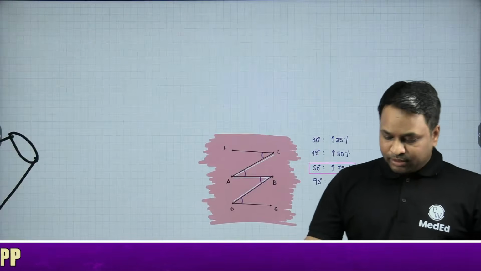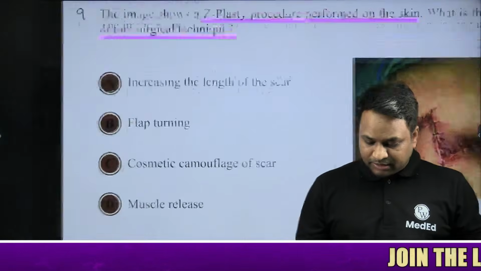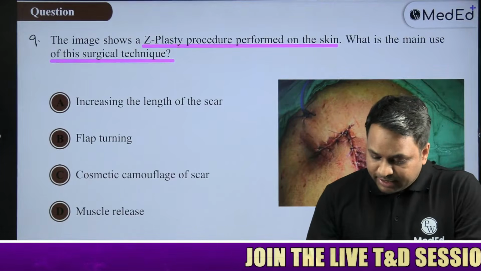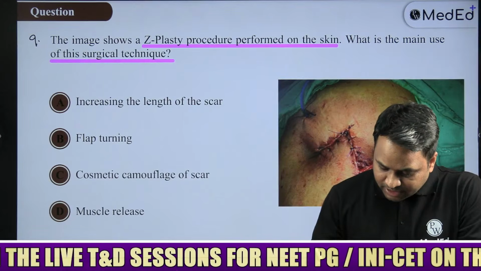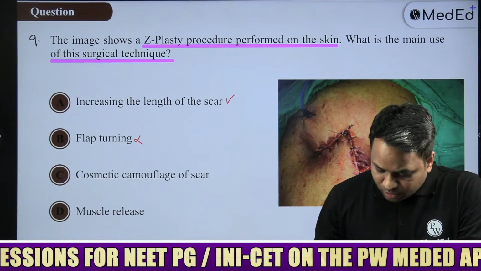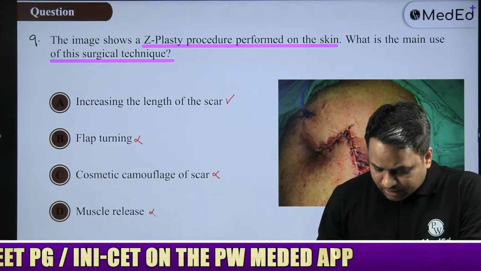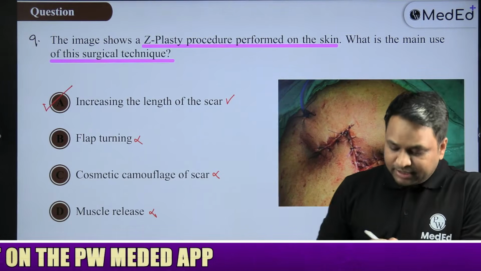Right? So here, why did you do the Z-Plasty, right? Let's try to analyze the reason for doing a Z-Plasty. To increase the length of the scar, yes. It is not for flap turning, not for cosmetic camouflage, not for muscle release. It is to increase the length of the scar.